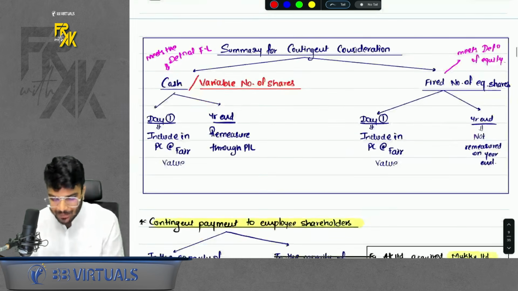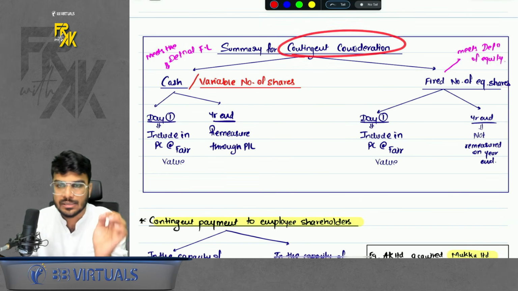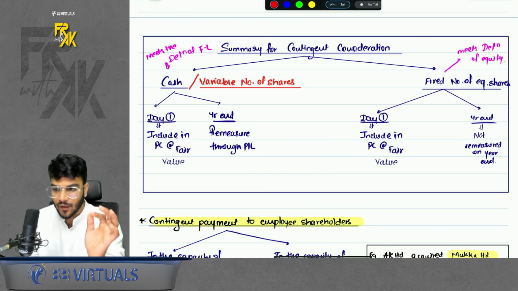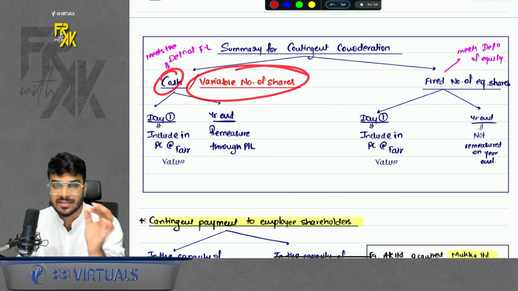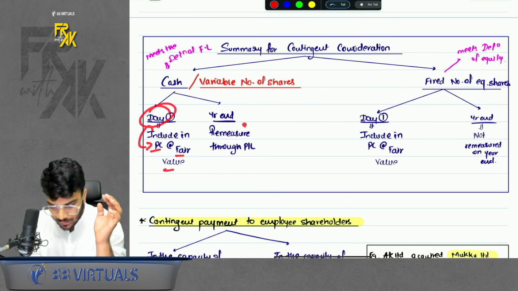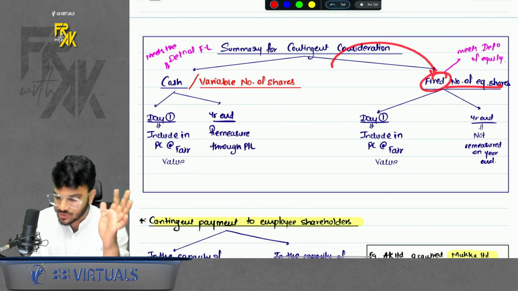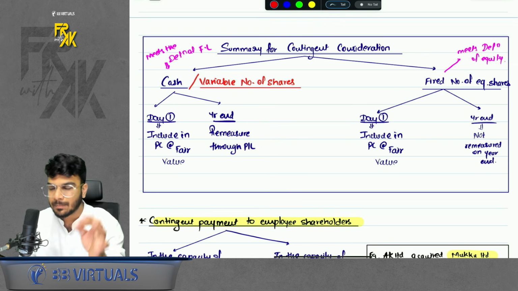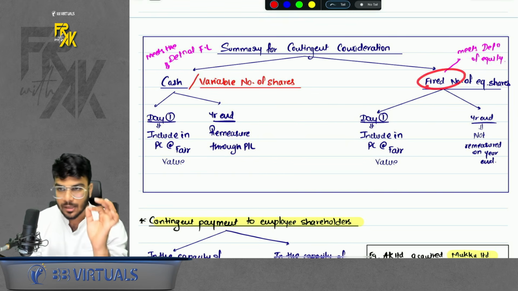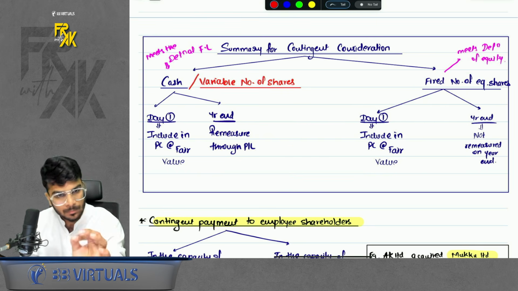Okay, so I prepared a summary chart for you. First of all, you have to check what is promised in contingent consideration. If you have promised cash or a variable number of shares in contingent consideration, on day one you will include it in PC at fair value, and on year end you will remeasure through PNL. But if you have promised to give a fixed number of shares in contingent consideration, that means you said that if you meet the condition I will give more shares, but a fixed number.